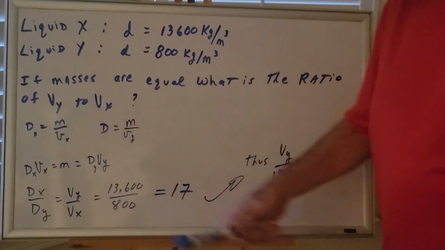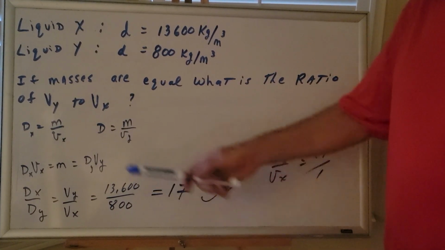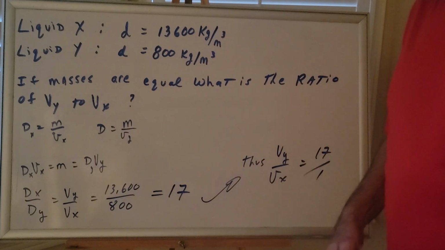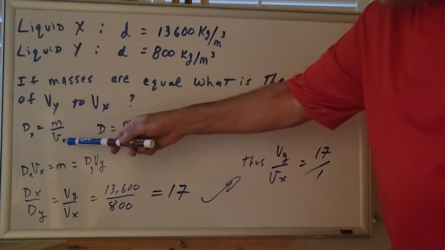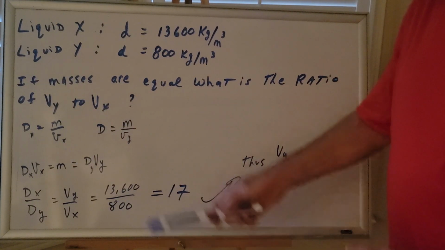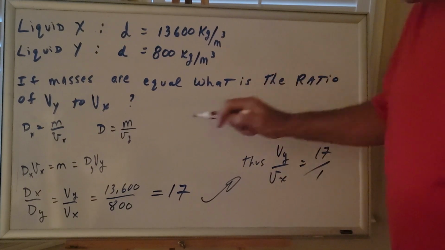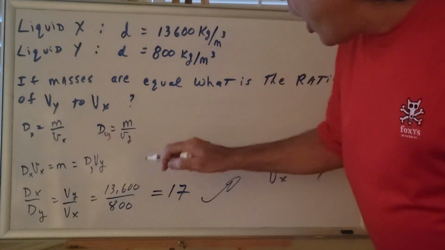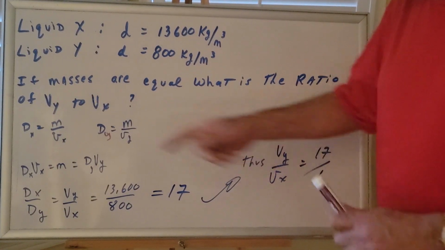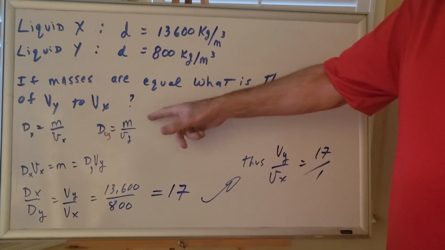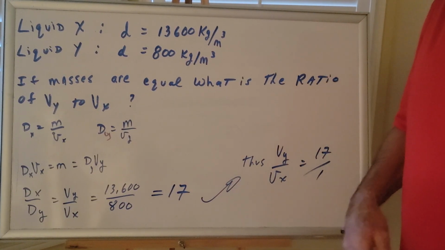All we would simply do is write the formula for density. Density equals mass over volume. This is the density of X. That's the volume of X. And I write it again. We're going to have the density of Y, forgot the Y, sorry. Density of Y equals mass over the volume of Y.